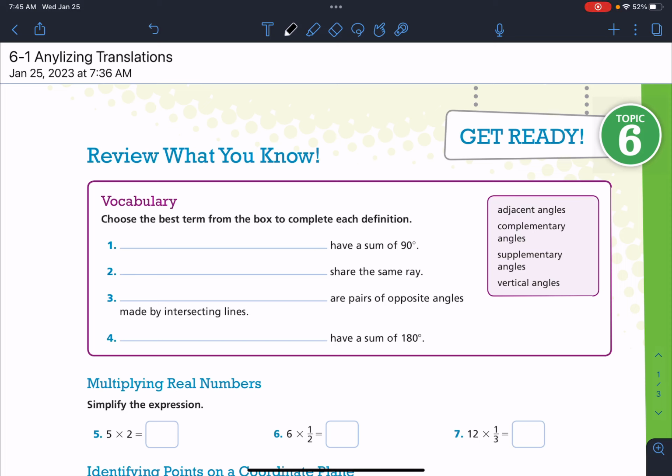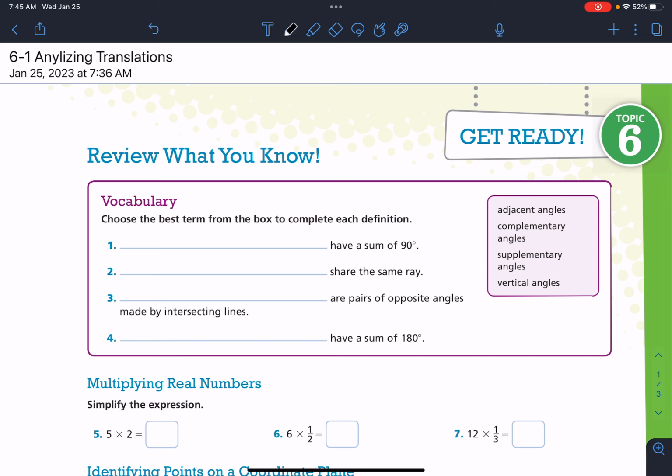This time we're going to dive into chapter 6. And for section 1, we're going to be analyzing translations. So first, we're going to review what we should know before we dive into this chapter. And if you kind of know this stuff already, then hopefully this chapter will be a little bit easier rather than harder as we go through. So let's look at some of these vocabulary terms here first.